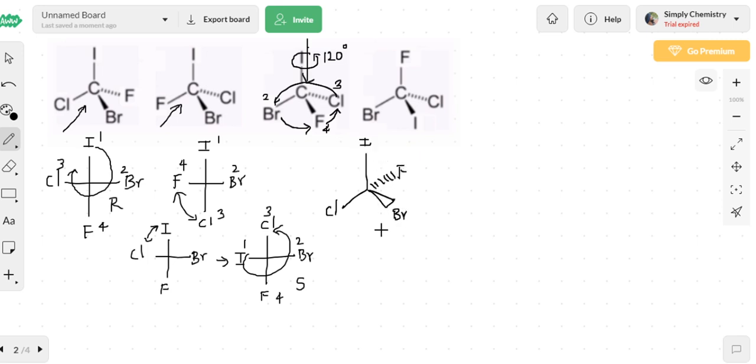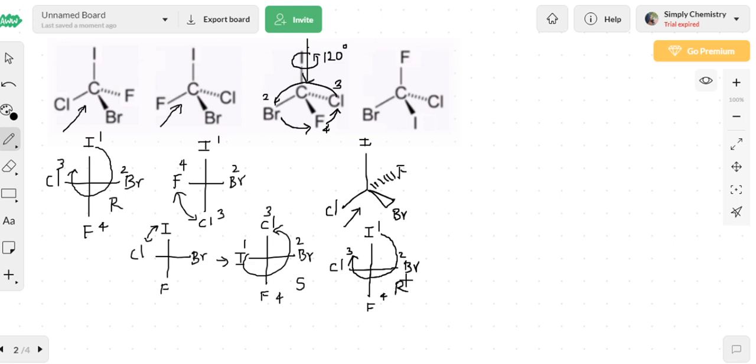Still our objective is satisfied. Now if you draw the Fischer notation, you could draw it. So fluorine goes to the bottom, bromine on your right side, chlorine at your left side, and we have the iodine. So let's go for numbering. 1, 2, 3 and 4. You could see that it is going clockwise. The assigned configuration is R.